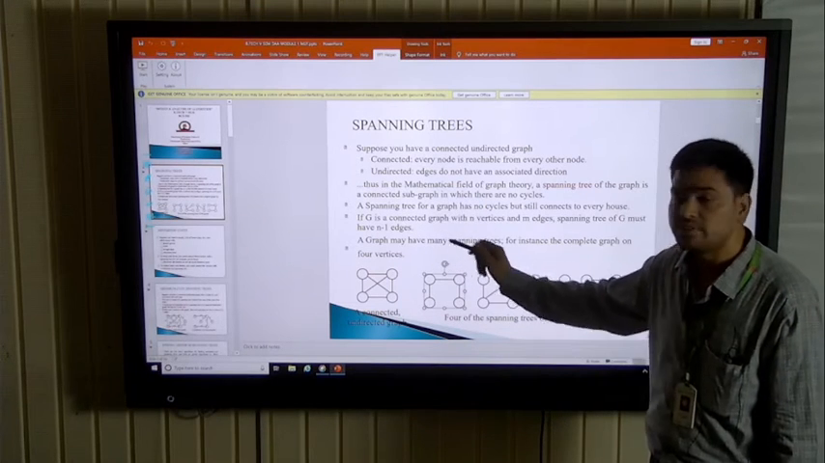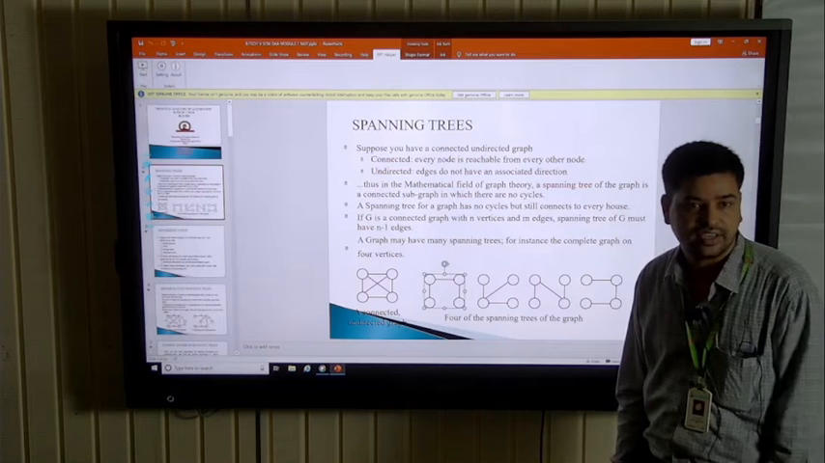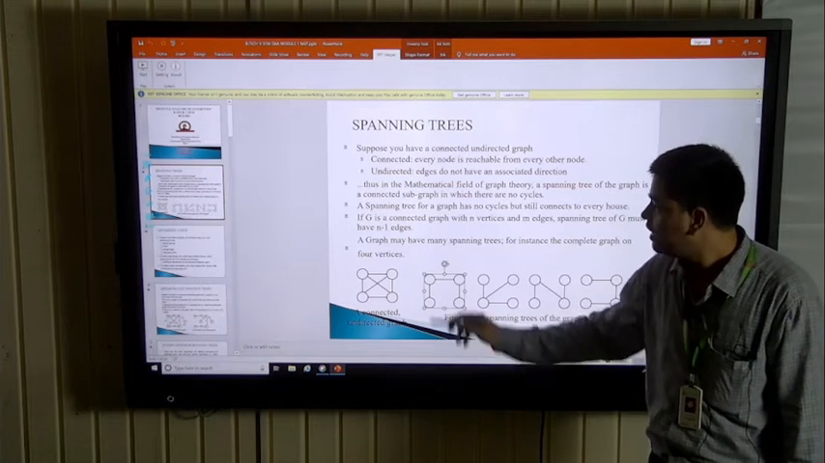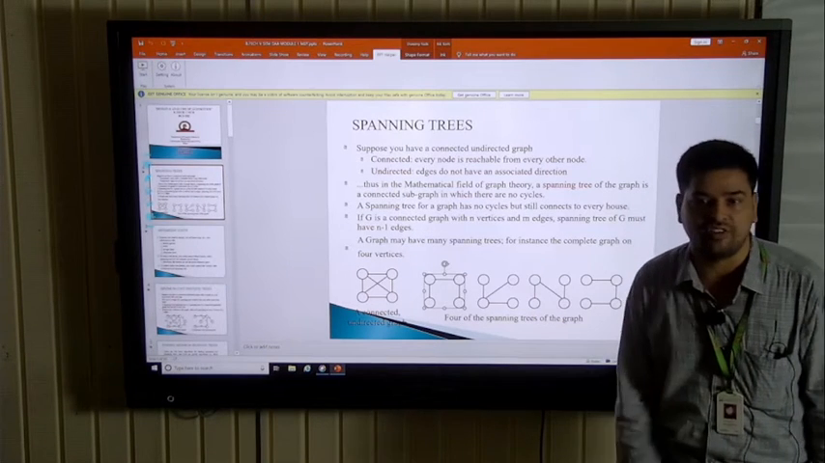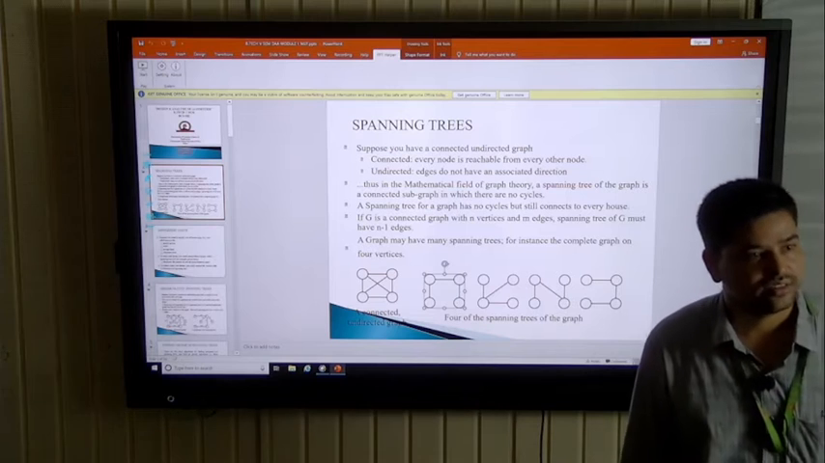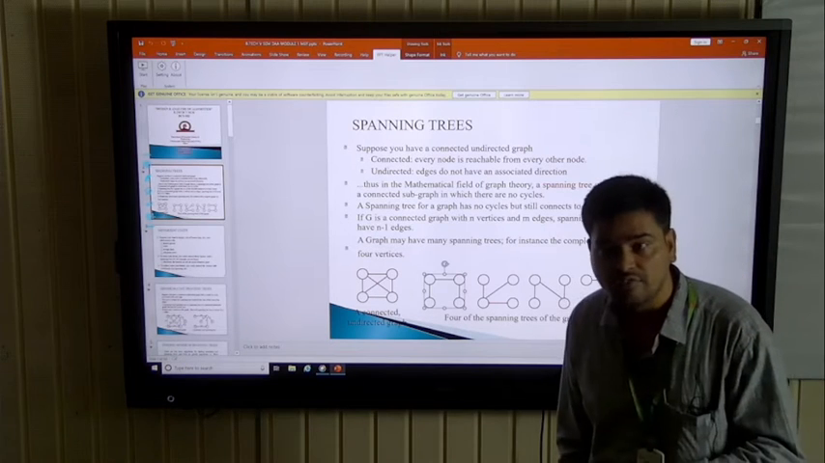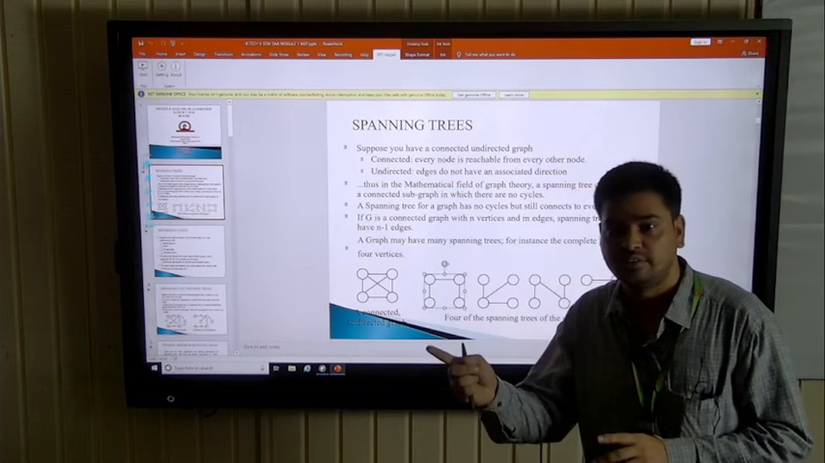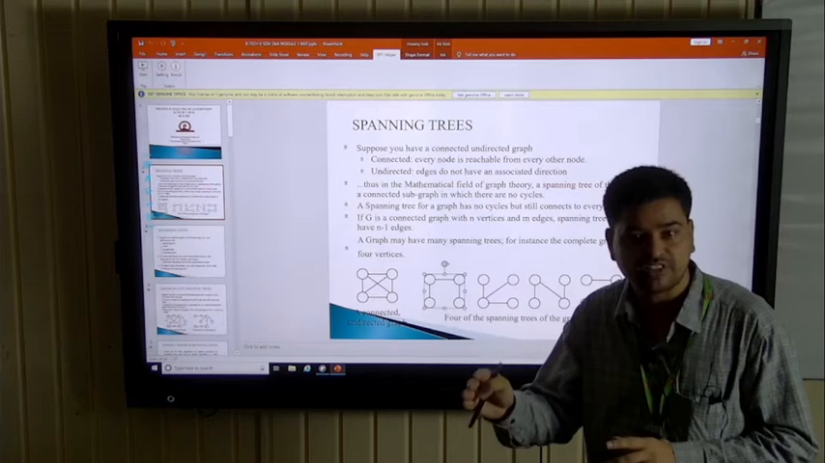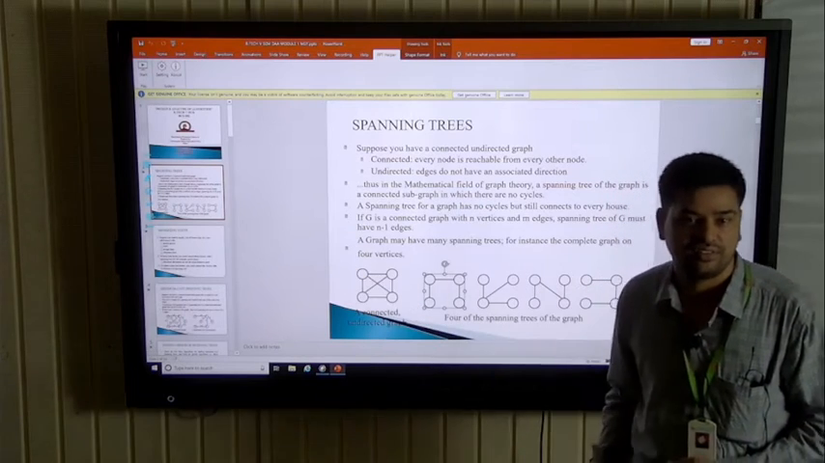How do we find the number of edges in a spanning tree? There are n minus 1 edges in a spanning tree. What is n? The number of nodes in the graph. So n minus 1 edges are present in a spanning tree.